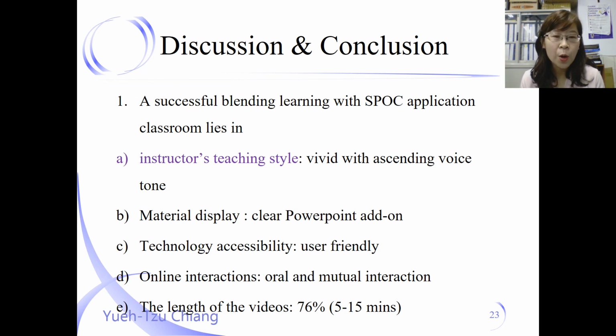And also about the material display. A lot of students think that clear PowerPoint add-ons are very good, and for technology accessibility, they prefer user-friendly tools. Also for online interactions, they prefer oral and mutual interaction. And the length of the videos, as I said before, for 76% ranges from 5 minutes to 15 minutes.